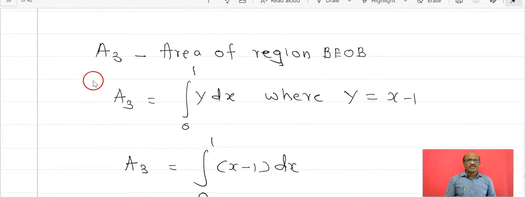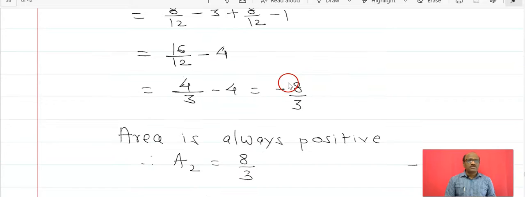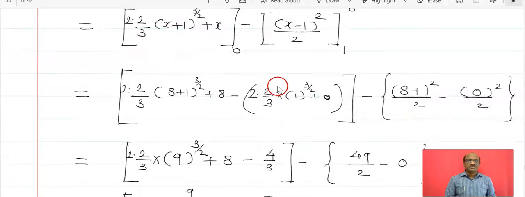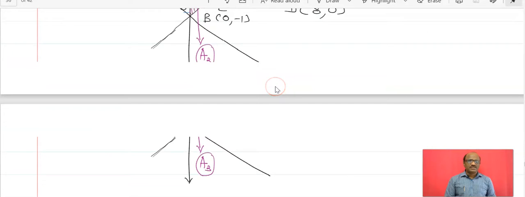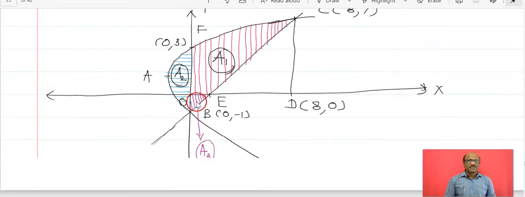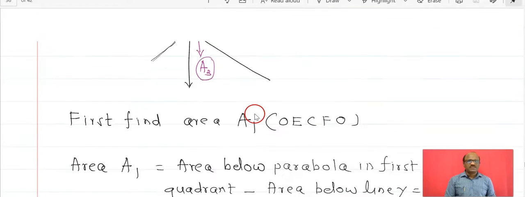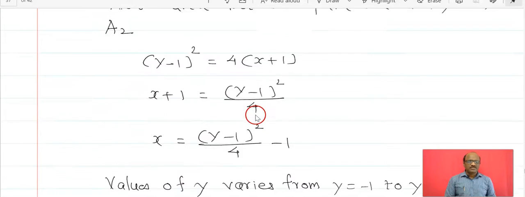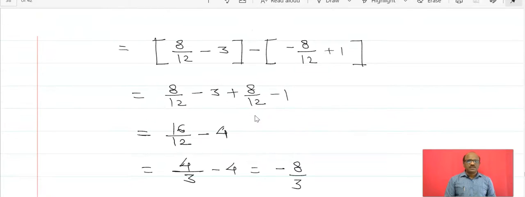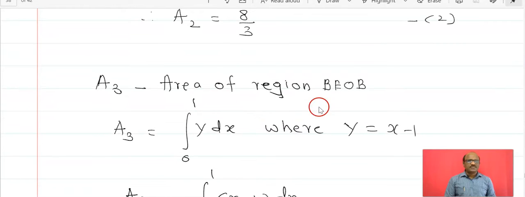Now we'll calculate the area A3. That is the area of the region BEOB. Now see this area, this is the area A3. That is BEOB. That's nothing but the area of the triangle. You can see this here, and that area is a simple one. Here is that area, that is the area BO.